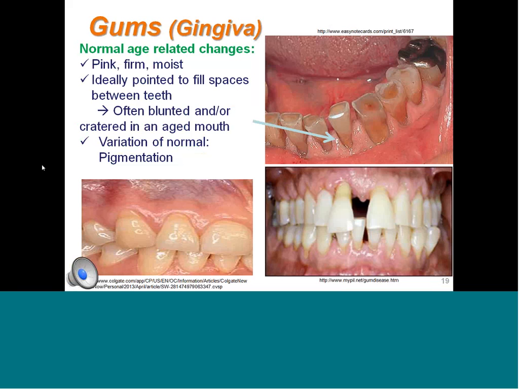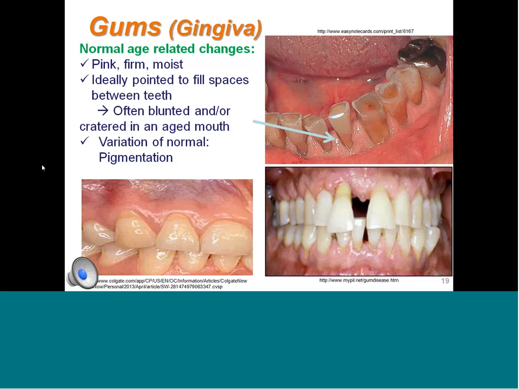Next, we're going to take a look at the gums, also referred to as the gingiva. The following are some normal age-related changes that we may see. Ideally, we want the gums to be pink, firm, and moist. Red, swollen gums are an indication of disease.